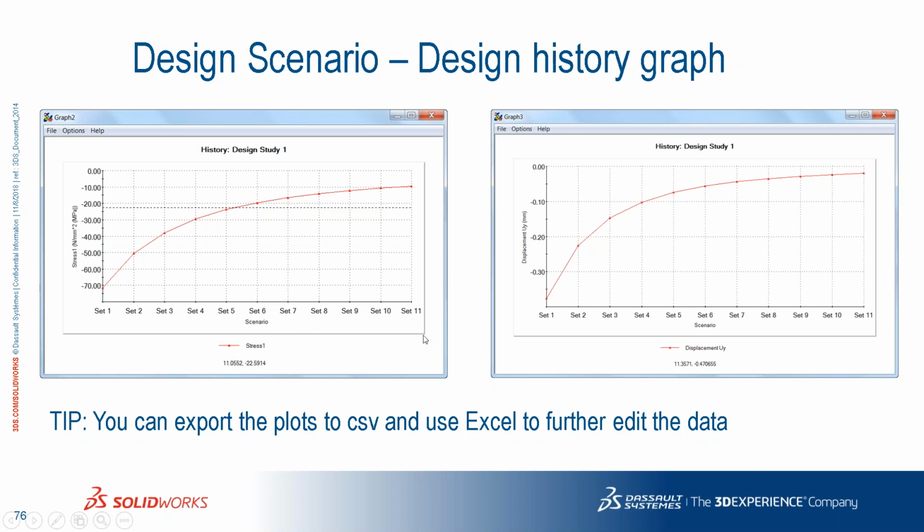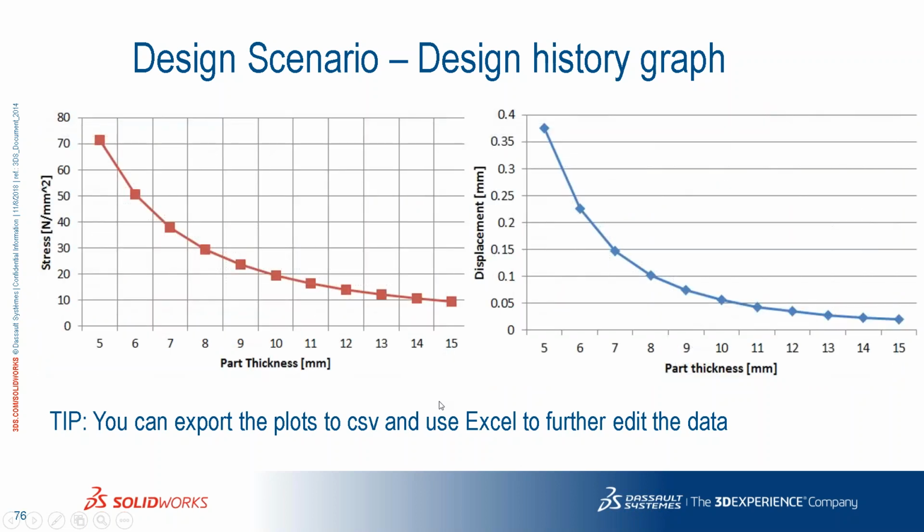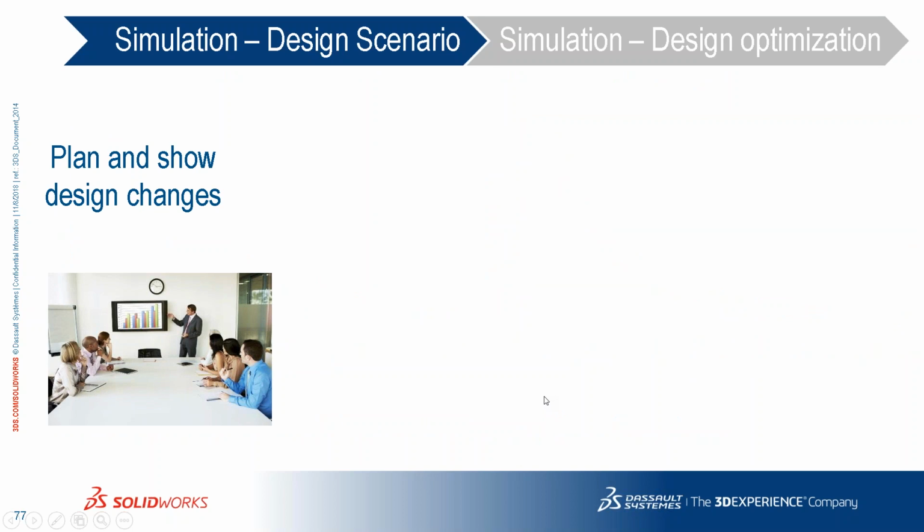Maybe if you don't like on the x-axis to see the name of the scenario, you would like to have the thickness, you can export this plot to Excel, and here you can elaborate it and maybe change the order of the data so that you can see the stress based on the part thickness or the displacement as a function of the part thickness. You see that there is a very big decrease of stress and displacement as the thickness is increasing. Should be a cubic trend.